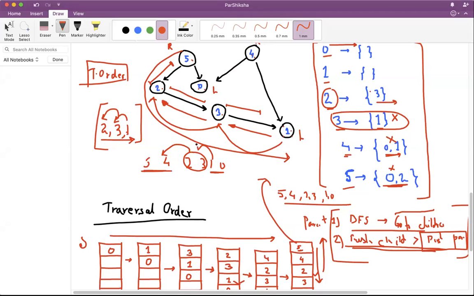Yeah, and this also has to be an order. So there can be multiple orders. You can also have 4, 5, 2, 3, 1, 0, 4, 5. But that doesn't matter, 0, 1, there can be multiple ways, but at least one ordering has to be right. So that's the idea.